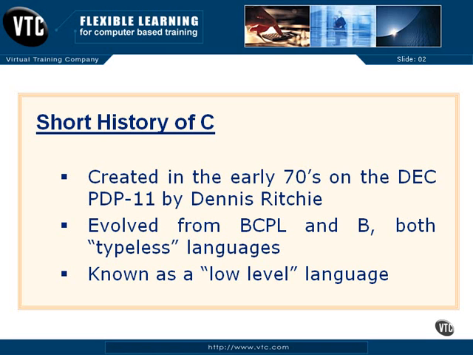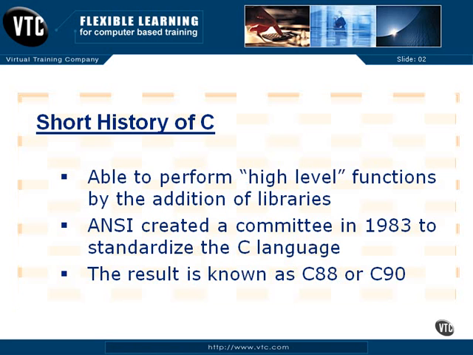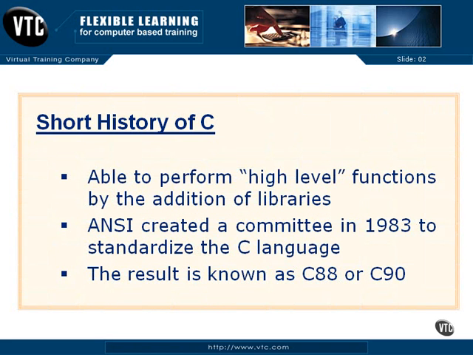The C language is known as a low-level language because it fits more closely with the actual machine itself and the machine's language. But C is not so tightly coupled to the machine that it's not portable. C is very portable. The C compilers are available from everything from a palm-top device to a mainframe. So even though it's a low-level language, it is very available. C is able to perform high-level functions by the addition of libraries.